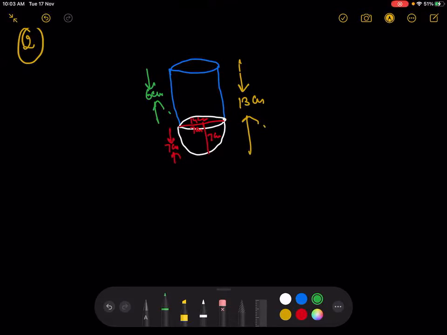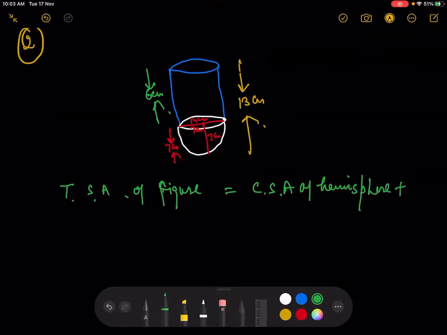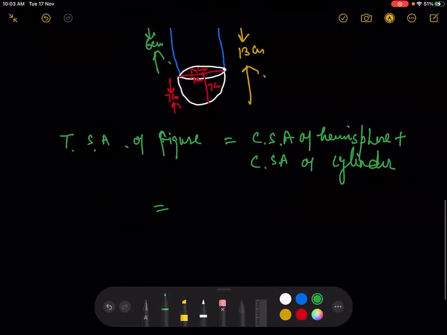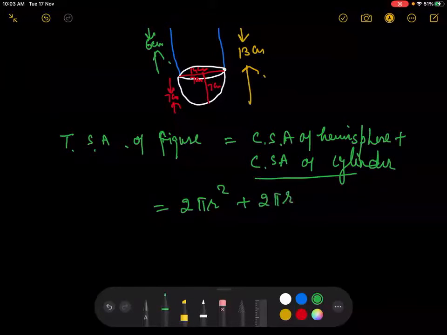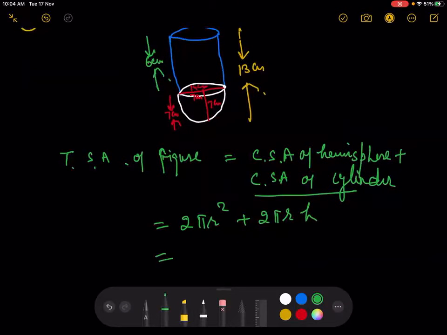We need to find the inner surface area of this figure. Total surface area of the figure is equal to curved surface area of hemisphere plus curved surface area of cylinder. For curved surface area of hemisphere, we are using the formula 2 pi r square. For curved surface area of cylinder, we are using the formula 2 pi r h. R is the same in both cases. So 2 pi r is common. We get r plus h.